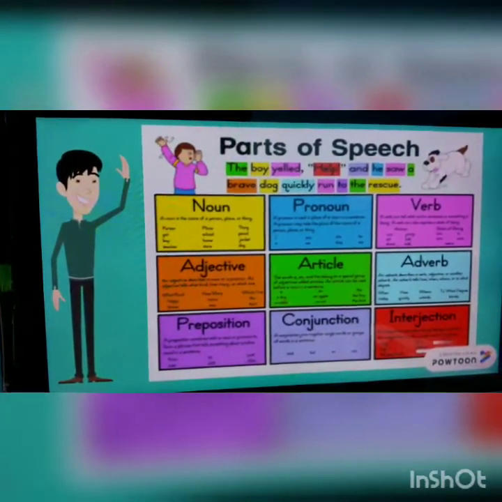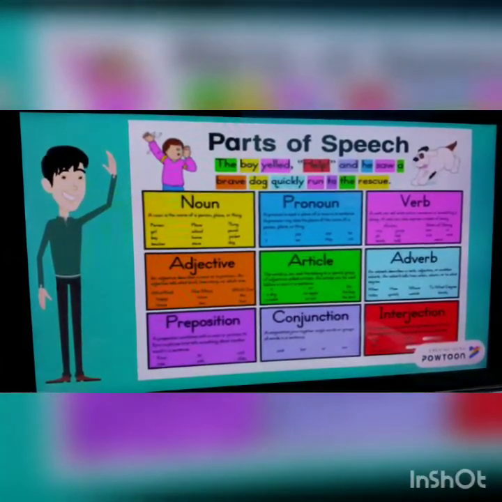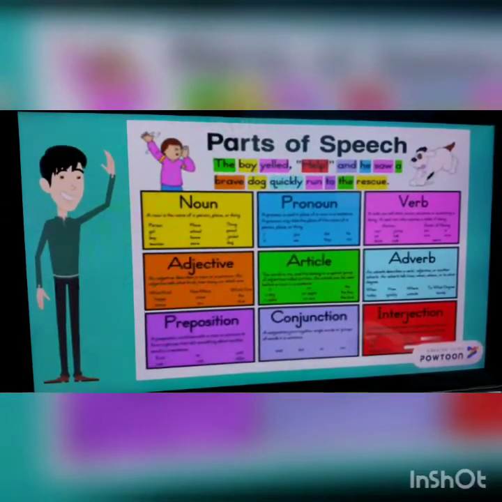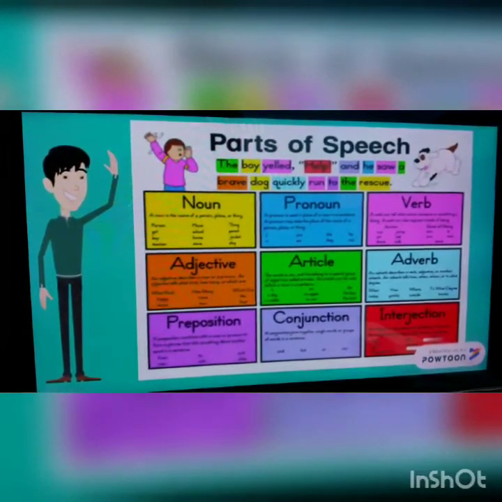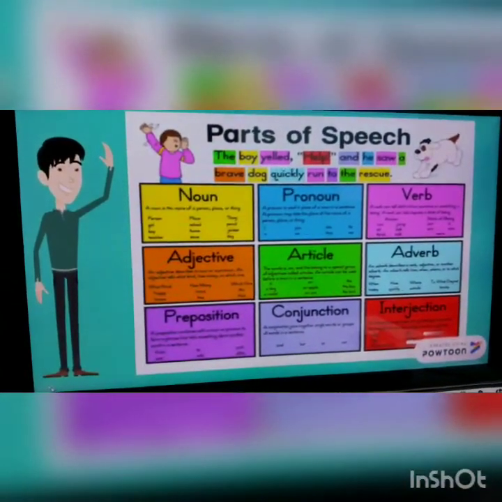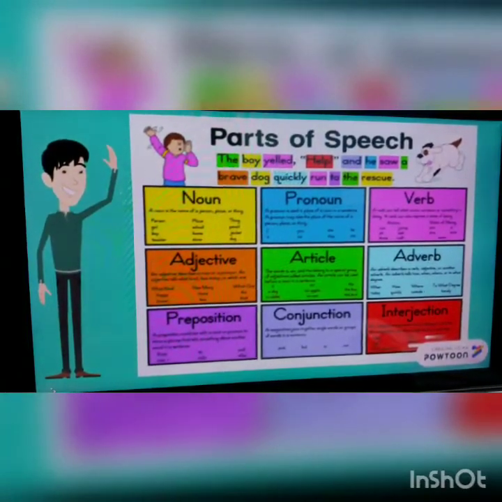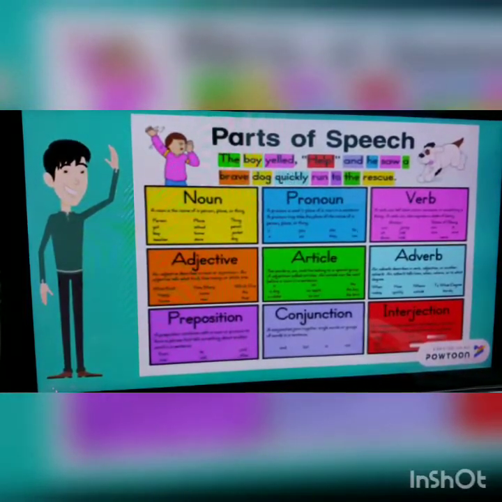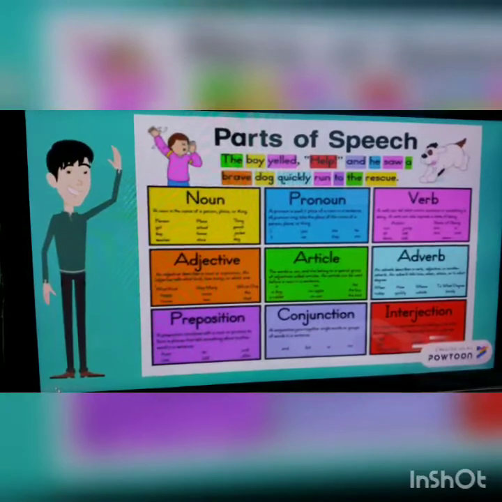We have some parts of speech in the English language. Noun: a person, place, thing, quality, action, or idea. Pronoun is a word that is used instead of a noun or noun phrase. Verb is a word that shows an action, experience, or state. Adjective, a word that describes a noun. Adverb, a word that tells you more about a verb, an adjective, or another adverb.